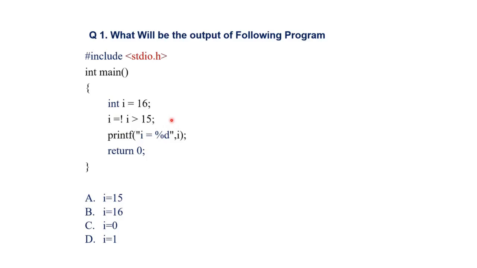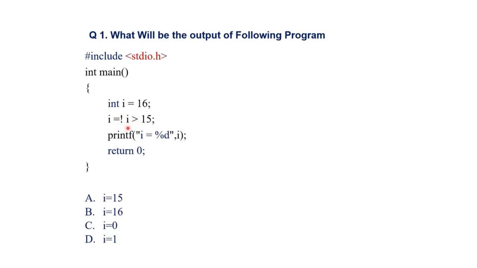If you refer to that chart, you will come to know that the first operator, the logical NOT operator, has greater precedence than the relational operator greater than. Therefore, this will be evaluated first because it has greater precedence. So here not i, that means not 16, since the value of i is 16, will be evaluated first.